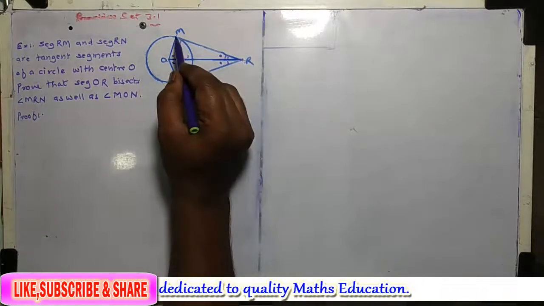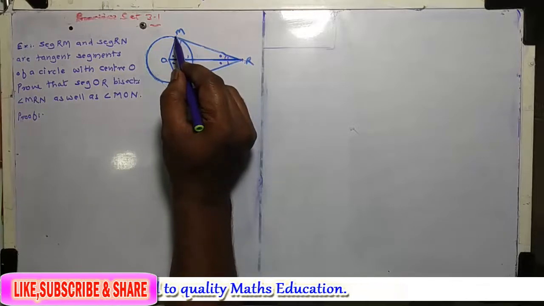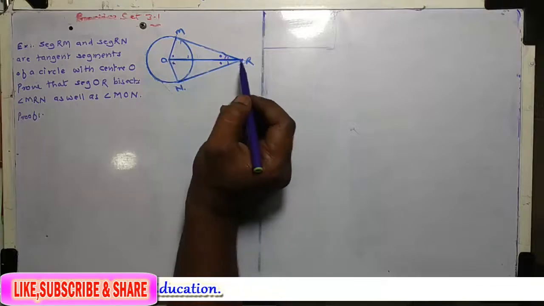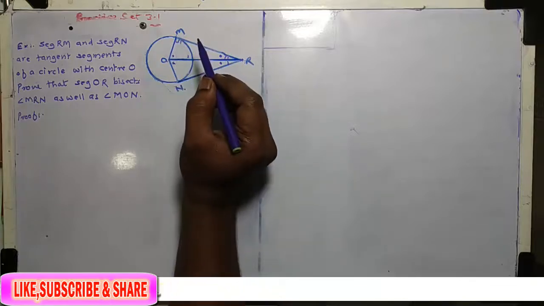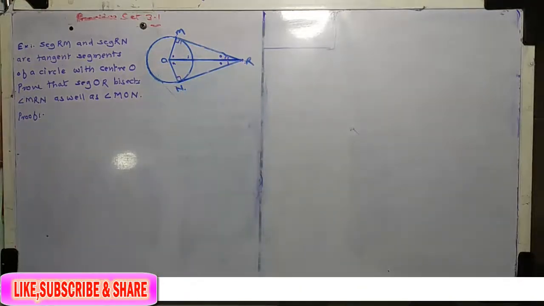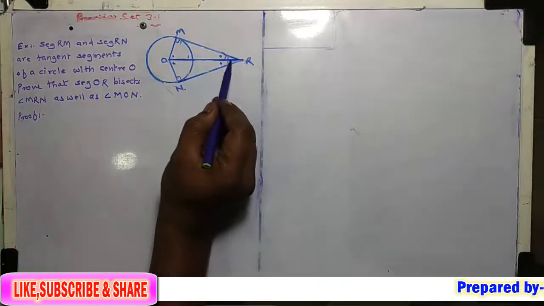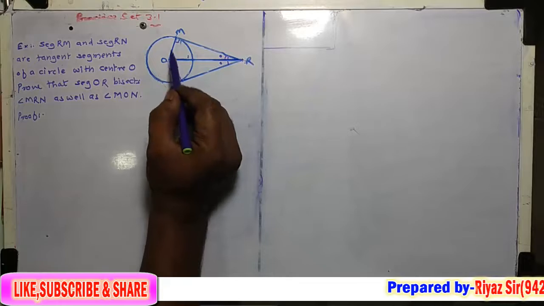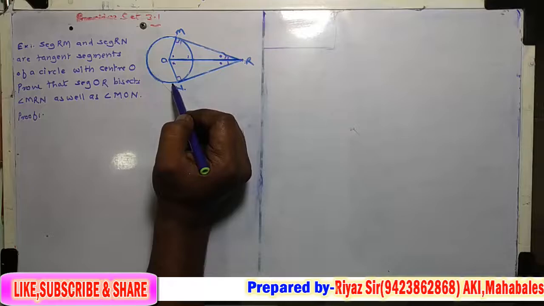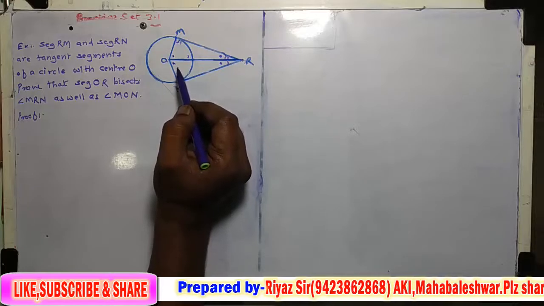So here RM is the tangent and OM is the radius through point of contact. So by tangent theorem, angle OMR, this angle is equal to 90 degree. Similarly, angle ONR is equal to also 90 degree by tangent theorem. Okay. Now consider both right angle triangles. So in right angle triangle, segment OR is congruent to segment OR. Why? Because that is the common side. Okay. And segment OM is congruent to segment ON. Radii of the same circle. Radii, that is the plural of radius.